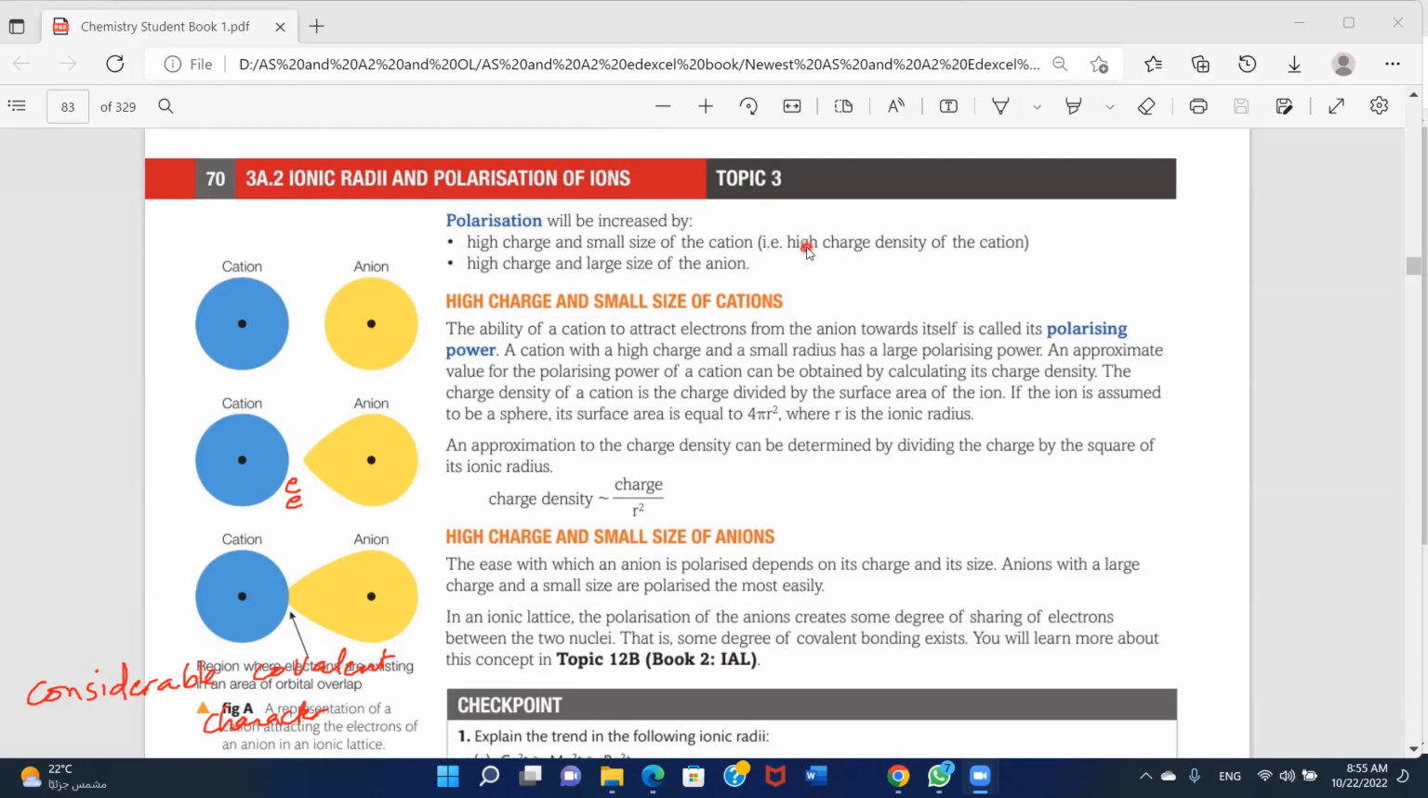Because they are anions, they have a negative charge and more electrons, and these electrons are pulled towards the cation. But the cation has fewer electrons than it is supposed to. Positive ions means it lost its electrons, so there are no electrons to be pulled. The positive charge pulls the negative, but the opposite will not take place.